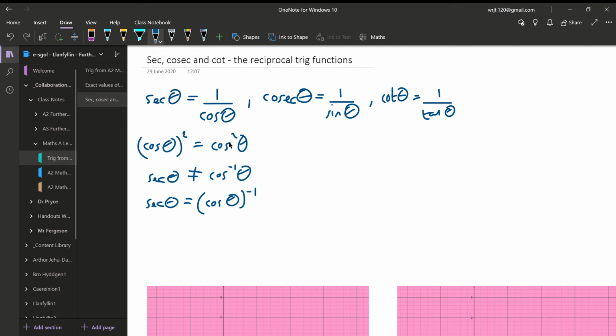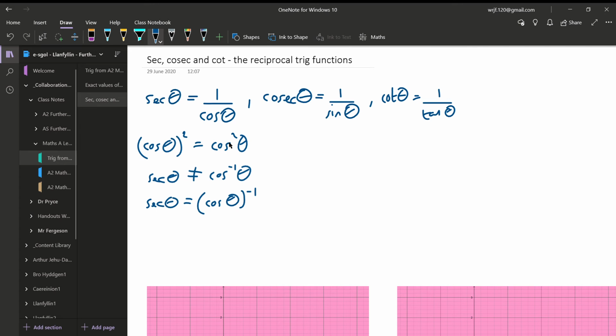So two possible areas for confusion, I think, here: just the names, mixing up sec and cosec, and making sure you know which one goes with cos and which one goes with sine. That's one potential area for confusion. And then this potential area for notation confusion as well, thinking about a power of -1 as a reciprocal kind of thing. Yeah, so just watch out for those two possible areas for confusion. That's it, essentially. Those are the definitions.